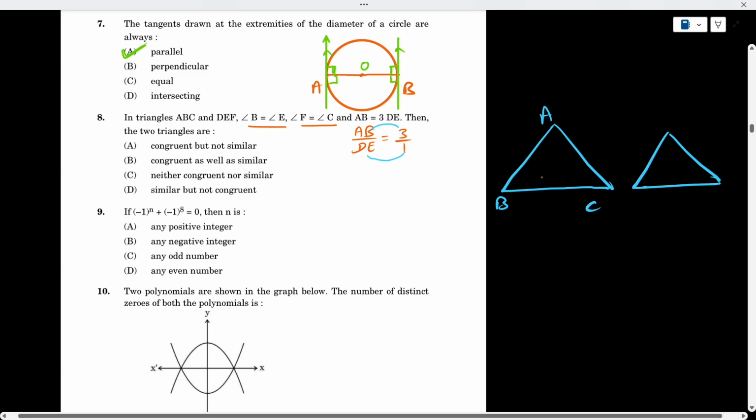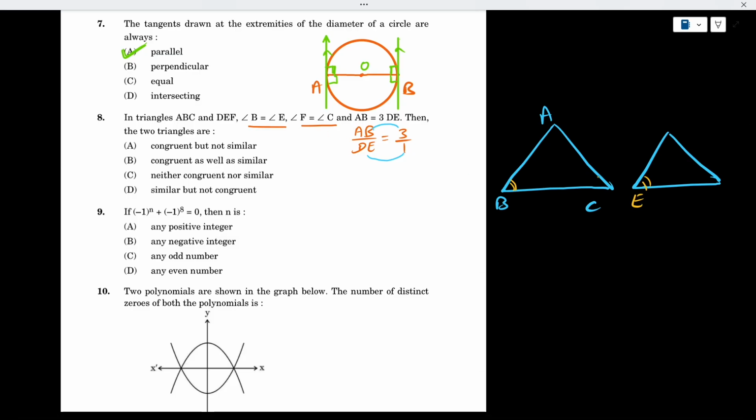Now, what is given here? Angle B is equal to angle E. So, how will I do the marking? Angle B is equal to angle E, right? Then angle F is equal to angle C. So this angle is equal to C, which is F. So I'll mark here F. So what is the remaining letter here? D. Now using AA similarity, you know that these two triangles are going to be similar. So triangle ABC is similar to triangle DEF using AA similarity. If you want to check AA similarity also using the angle sum property, you know that angle A will be equal to angle D. So they both are similar.